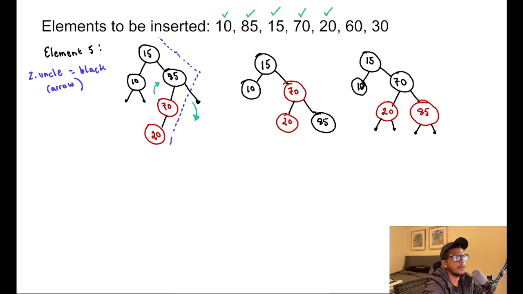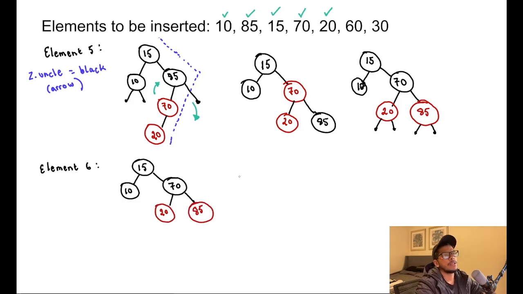Now we can go on and insert element 6. So now we are going to insert element 6, which is 60. 60 is greater than 15, so it's going to go in the right subtree. 60 is smaller than 70, it's going to go in the left subtree. 60 is greater than 20, so 60 is going to go in the right subtree of 20.